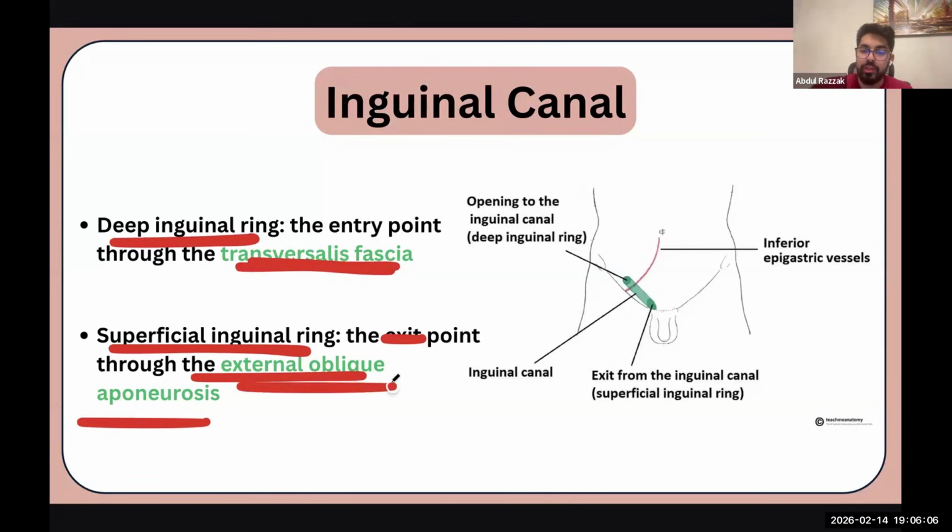They might ask you, what is this? You tell them, deep inguinal ring. So it goes through what? Transversalis fascia, or superficial goes through external oblique aponeurosis.